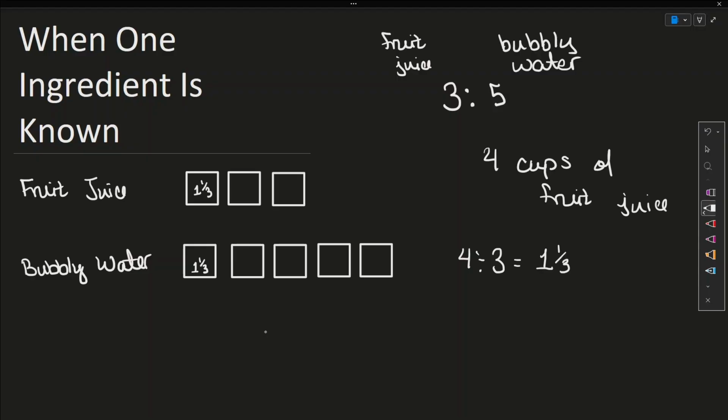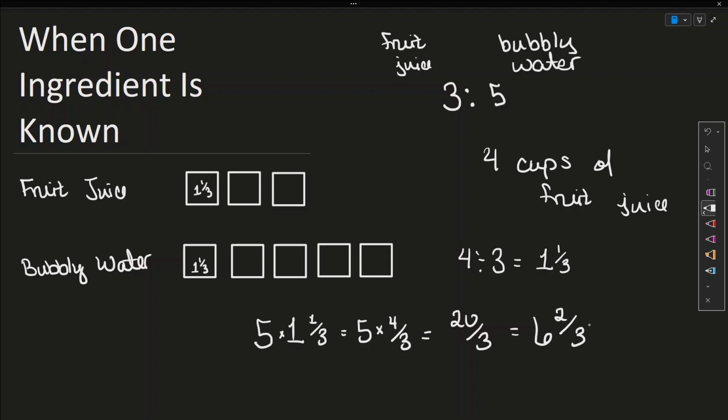Bubbly water has 5 parts. So 5 times 1 1/3. This is the same thing as 5 times 4/3, which is 20/3, or 6 2/3 cups. So you would need 6 2/3 cups of bubbly water. This answer is more than 4 cups, which makes sense because the mixture uses more bubbly water than fruit juice.